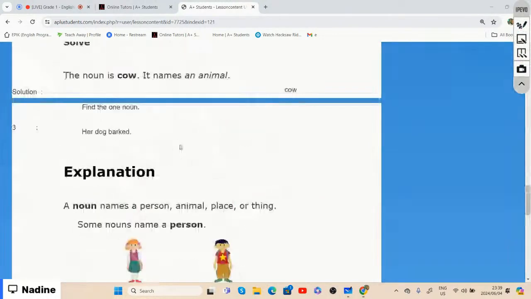All right, and one last one. It says her dog barked. We need to find that one noun within the sentence. It says her dog barked. What is the noun that we can identify within the sentence? Her dog barked.